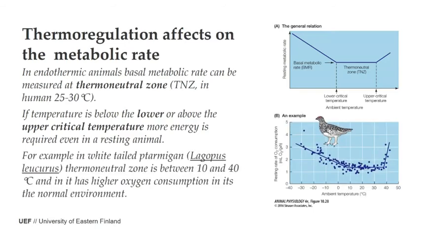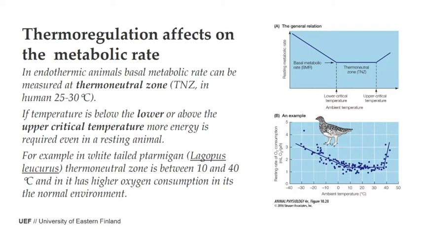And this is not just theory, it works pretty well in animals. So for example, the white-tailed ptarmigan, an American species, but with a quite near relative also in Finland, has a thermoneutral zone between 10 and 40 degrees Celsius. So during the winter time, when it's freezing temperatures, it has higher oxygen consumption.